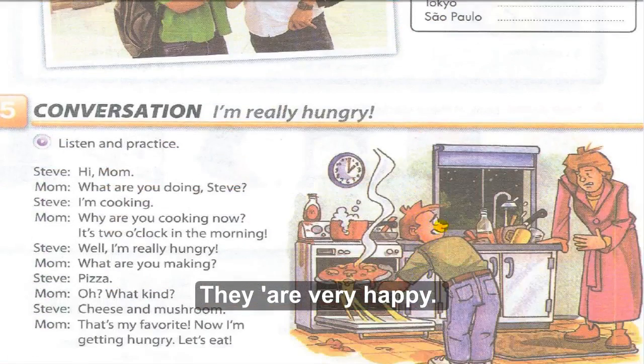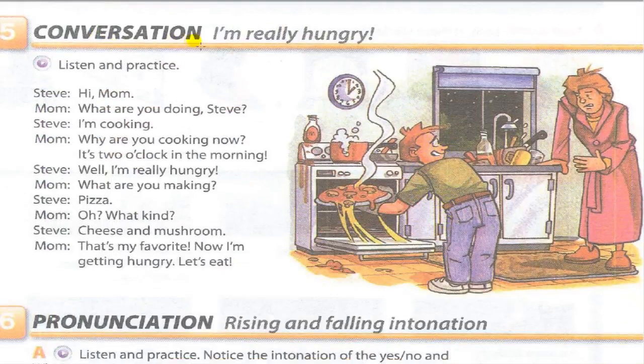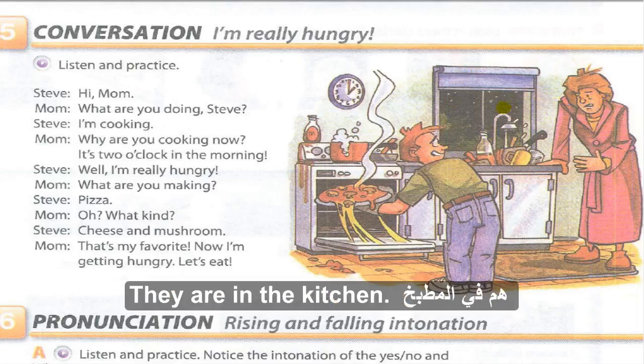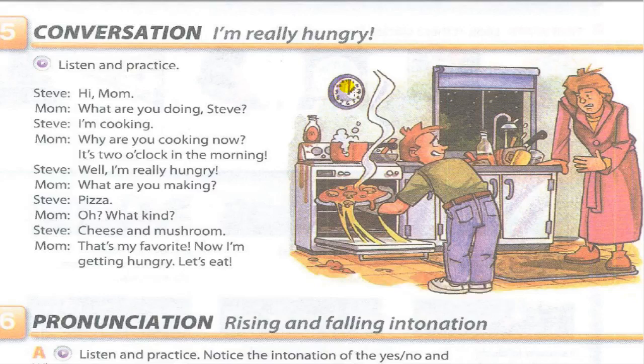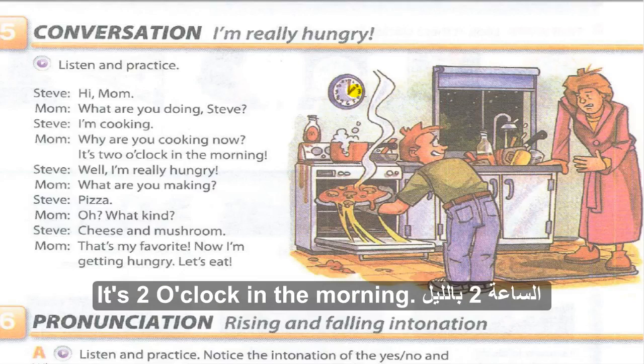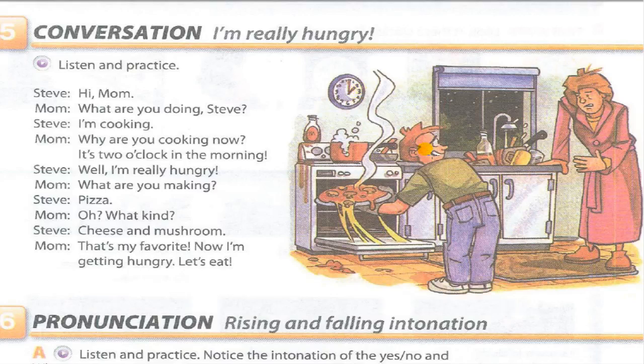Exercise number 5. Conversation. I'm really hungry. Now look at the picture. What do you see? A boy, a woman. They are in the kitchen. It's 2 o'clock. This is night, so it's 2 a.m. It's 2 o'clock in the morning. What is the boy doing? He's making pizza.